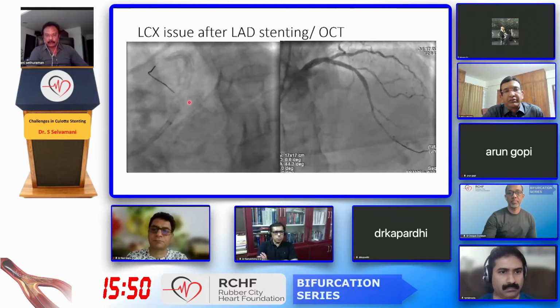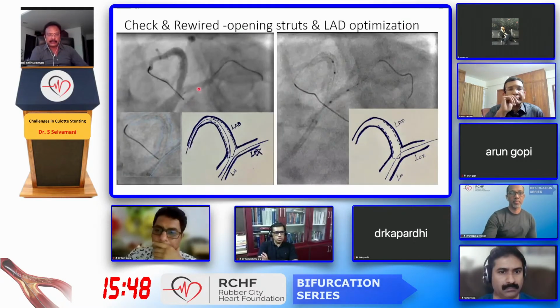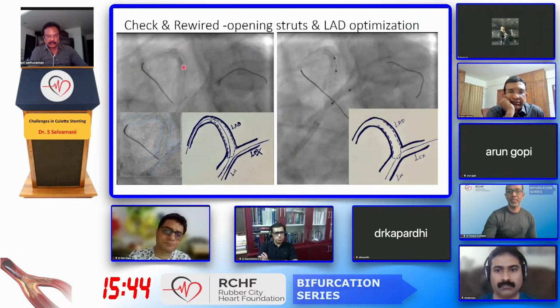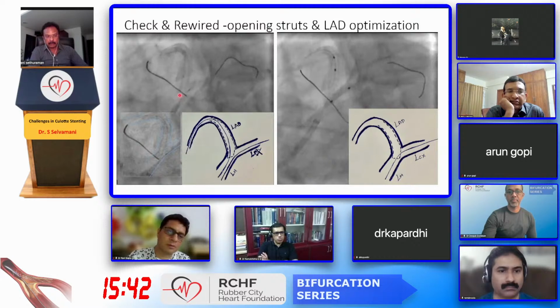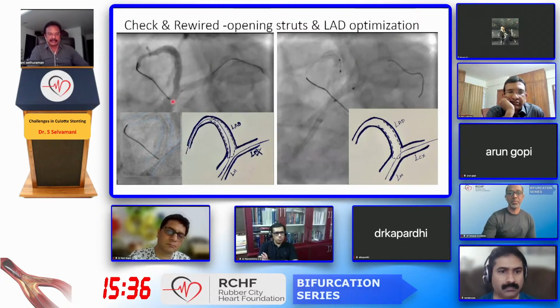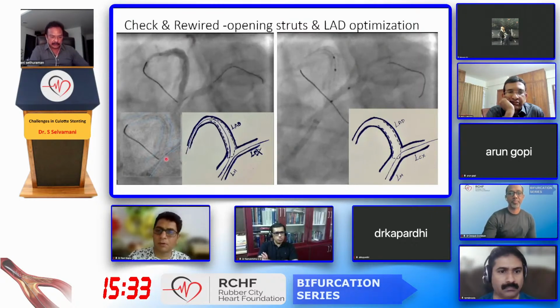In this case, I tried to cross a wire inside the circumflex. Initially, I wanted to do something like a culotte or a crush. But anyhow, I was not so sure about the crush and the extension there. So this is what has happened.